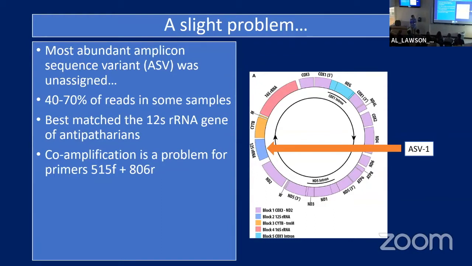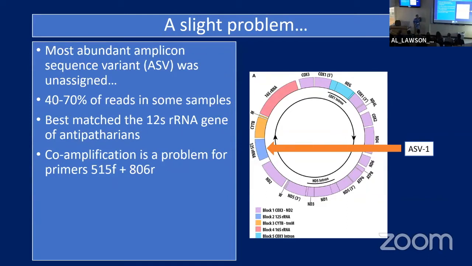So after fortifying myself with a beer, I went back in and looked at it in more detail. I found that ASV1, or amplicon sequence variant, which essentially is the genetic sequence for one microbe in the context of this talk, or well, it wasn't actually a microbe in this case, matched best to the 12S RNA gene of Antipatharians. So I actually amplified my host DNA as well, unfortunately.